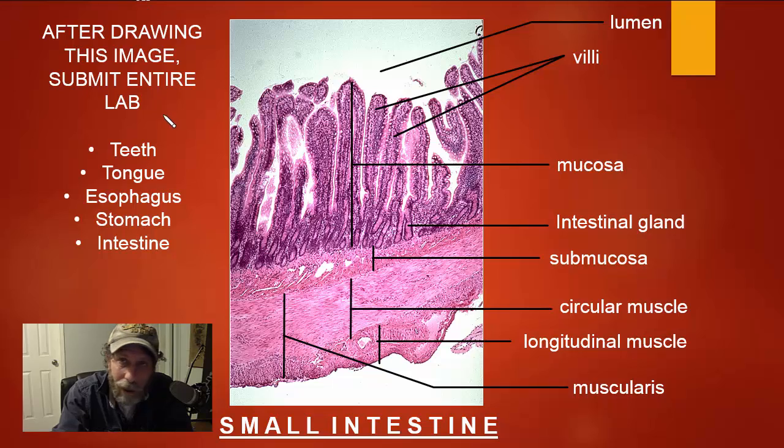And once you're done, you are going to submit your entire lab, okay? Make sure your name is on every page, and you should have the teeth, the tongue, the esophagus, the stomach, and the intestine. Now, if you've been away for any class, I want you to leave me a note to remind me about what image you did not draw. All right? And then I'm not going to mark that for you. I'll omit that. But you need to tell me what's going on. Otherwise, I'm expecting all of the drawings.